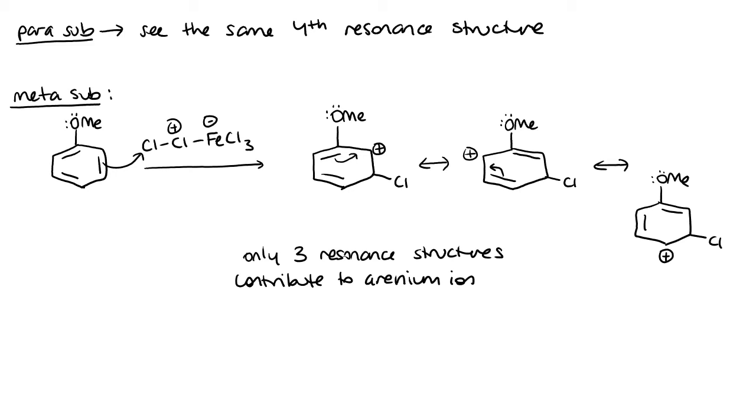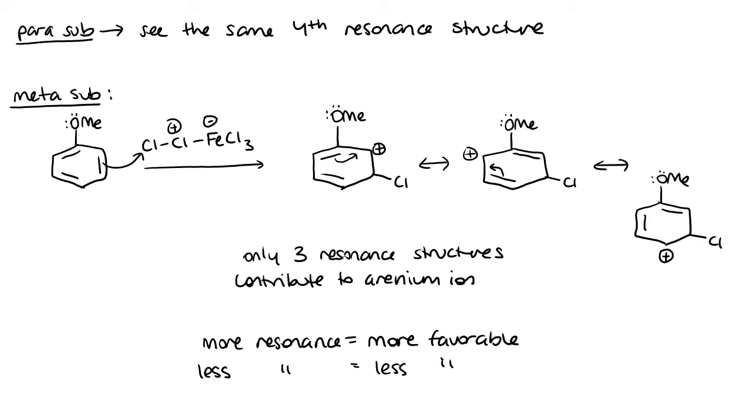And for all chemical reactions, the more resonance structures you have, the more favorable that reaction is. So more resonance is more favorable. Less resonance, less favorable. Okay, so since meta substitution has less resonance than the ortho or para, it's going to make the meta substitution a lot less favorable.